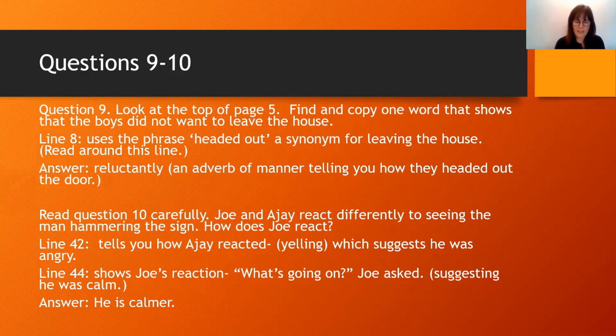So they both react very differently. AJ yells, so underline AJ yelled. And then Joe read the sign and he says, "What's going on?" Joe asked. So Joe asked and AJ yelled. Now the question is asking us, how does Joe react? He is calmer. Yes, he's calmer than AJ. AJ is the one who's being rude. He's being quite aggressive. He yelled. So Joe is being calmer than AJ. So the answer is he is calmer. Let's have a look now at question 11.